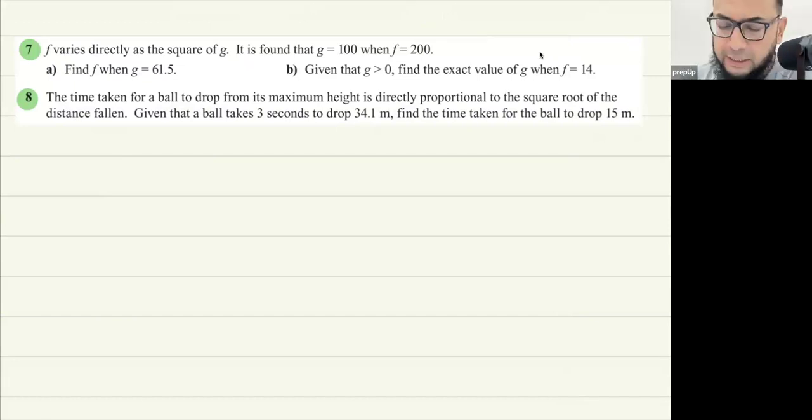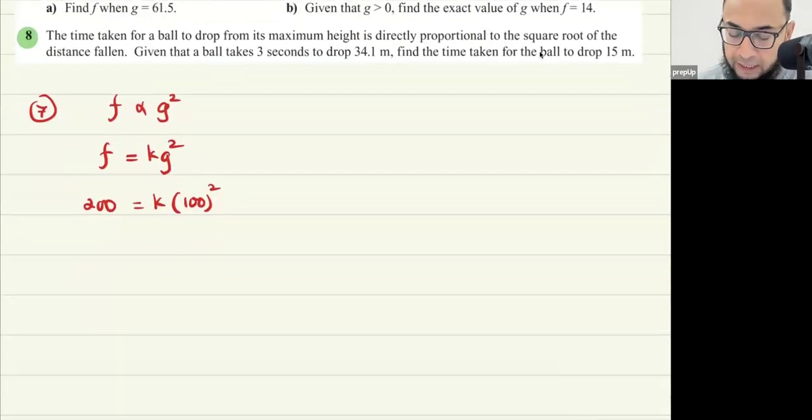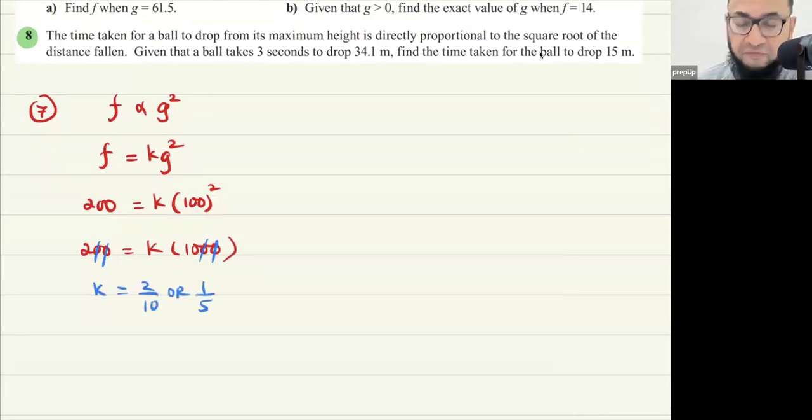So now let's look at question number 7. Question number 7 says, f varies directly as the square of g, therefore f is equal to k g squared. g is 100, f is 200. So 200 is k times 100 squared, which is 10000. Cancel off the zeros. So k comes out to be 2 over 10, or 1 over 5.